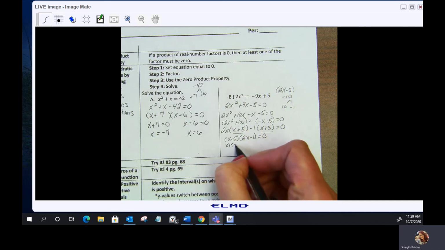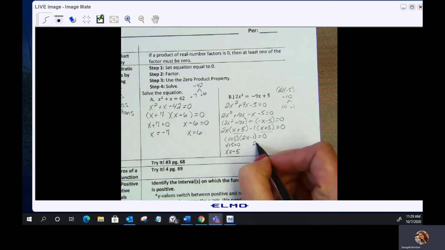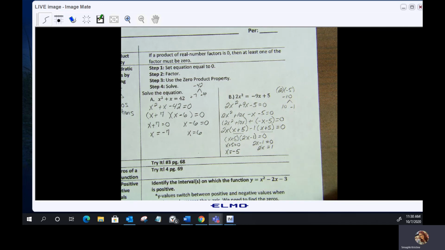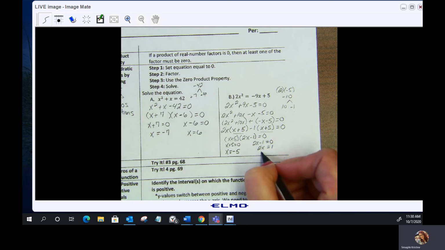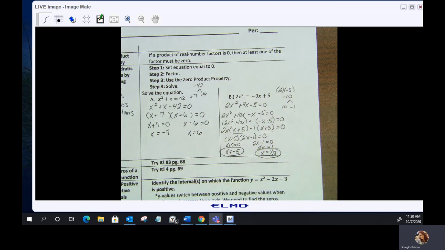X plus 5 equals 0. Well, that means x equals negative 5. And when I look at 2x minus 1 equals 0, I'm going to add 1 to both sides. I get 2x equals 1. And then I would have to divide out that 2. So I get x equals 1/2. So my solutions, my x-intercepts, my zeros, my roots of this quadratic are x equals negative 5 and x equals 1/2.